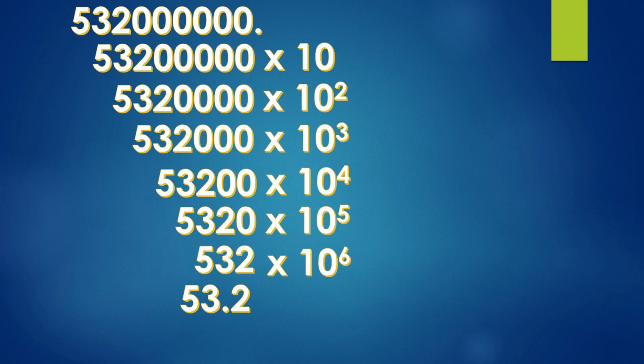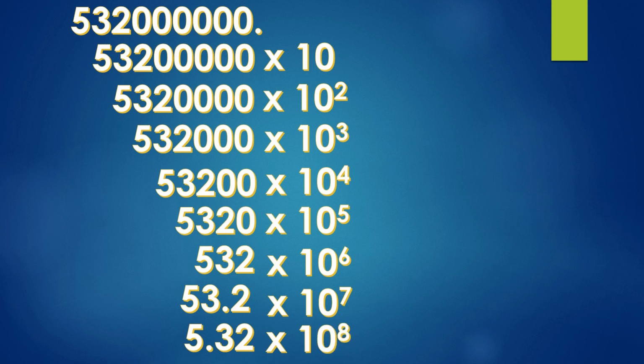53.2, we move the decimal one place from behind the 2 to in front of the 2, and now we're still going to increase the factor of 10, so times 10 to the 7th. Now we can move one more place, but that's it. We're going to move one more right here, 5.32, and we're going to, again, increase that factor of 10, times 10 to the 8th. So 532 million can also be expressed as 5.32 times 10 to the 8th.